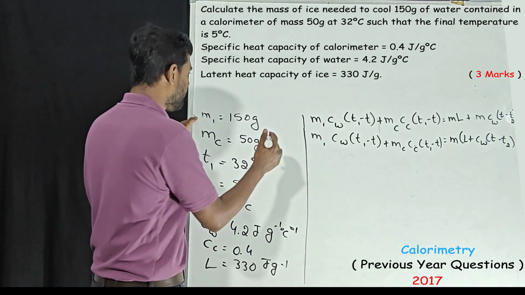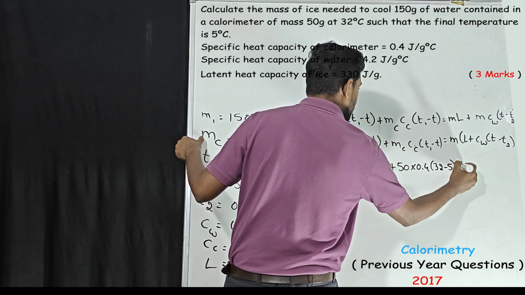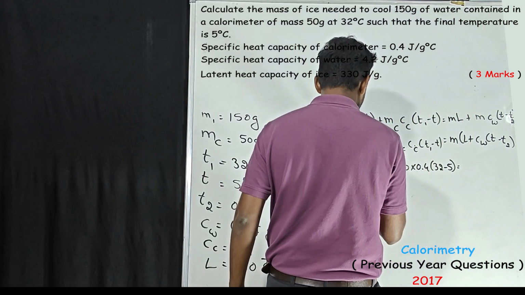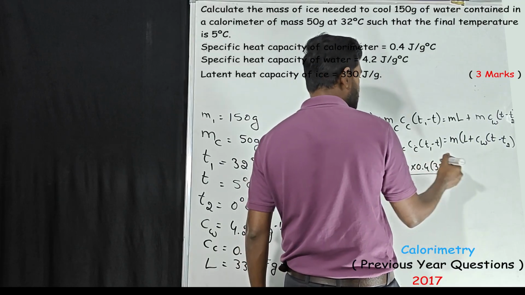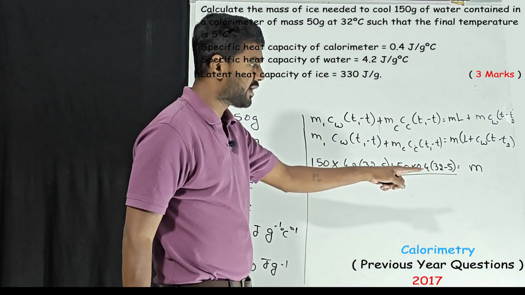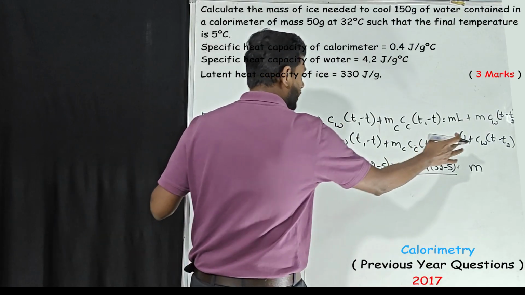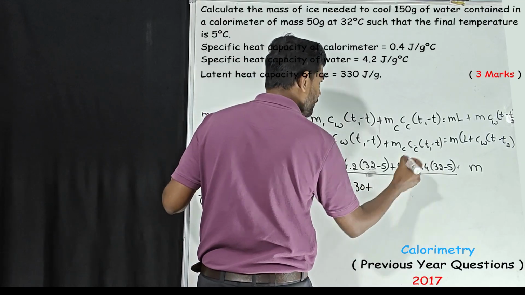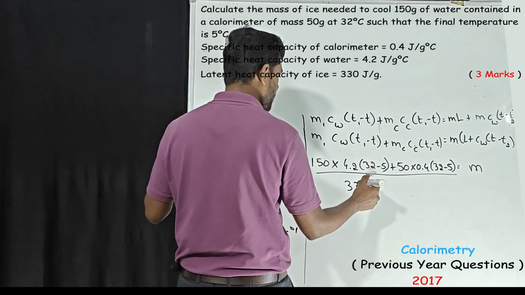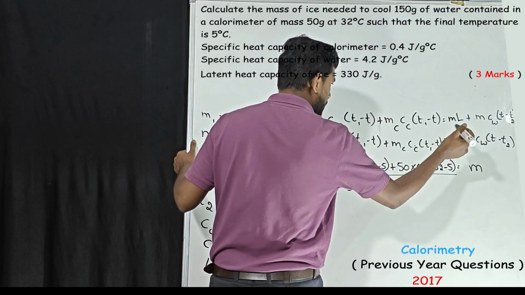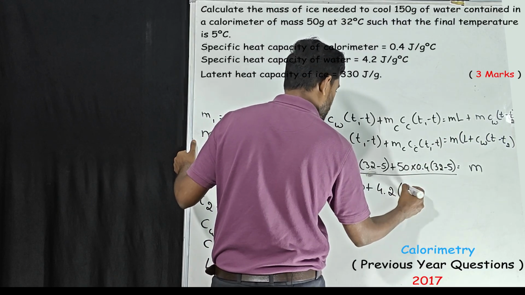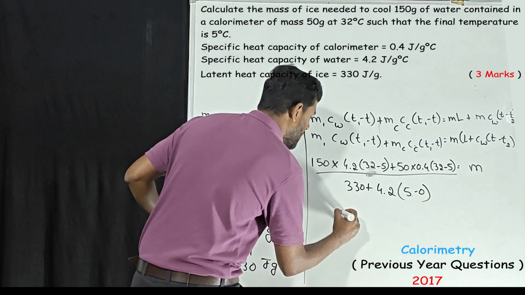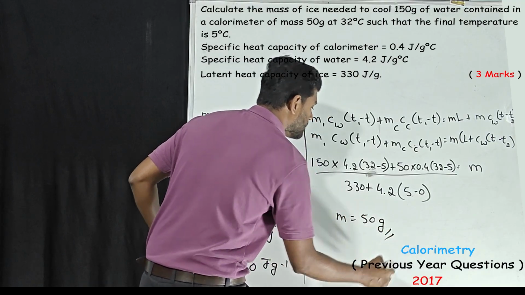Now substitute all the values. M1 ... 155 is equal to M. If you want M, you send all these things here. If you send all these things here, it becomes the denominator. Mass of ice only we have to find, right? So this is the mass of ice. Then if you send everything here, what is L? That is 330 plus CW. CW is the specific heat capacity of water, that is 4.2. Then T minus T2. So what is T? That is 5 minus 0. If you solve all these things, you will get the mass as 50 grams.